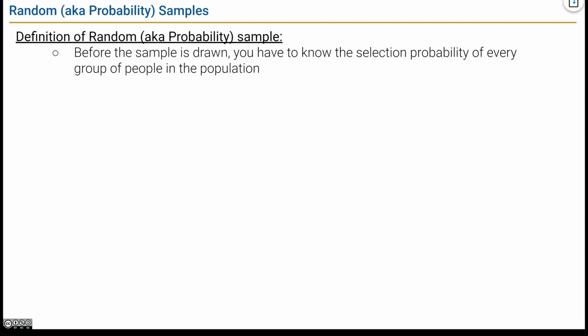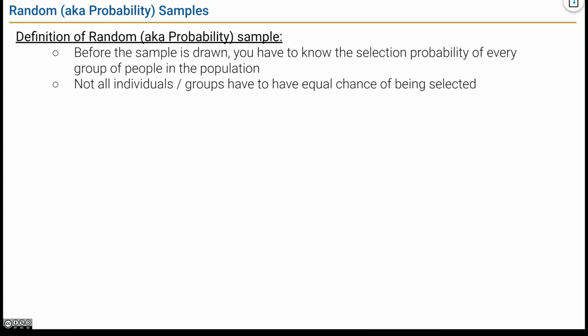Before the sample is drawn, you have to know the selection probability of every group of people in the population, or if it's not people that you're sampling, of every group of the elements in the population. Note that not all individuals or groups have to have an equal chance of being selected.